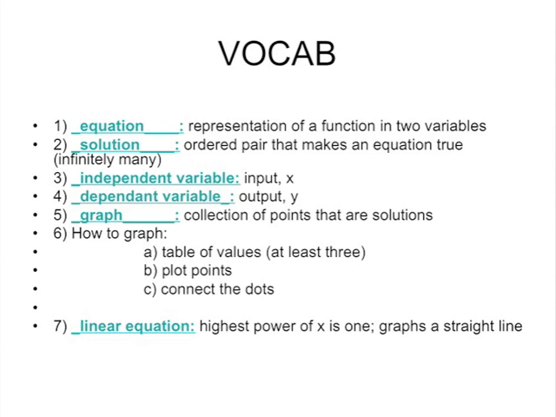A linear equation is one whose highest power of x is just 1, so there are no x squareds. It's called linear because its graph looks like a straight line.